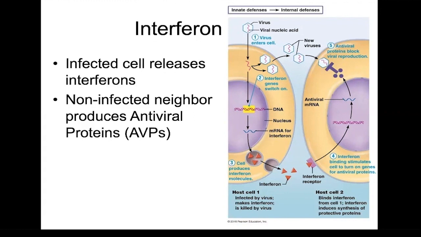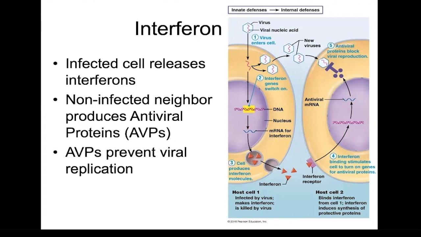So the non-infected neighbor produces the antiviral proteins, and these prevent viral replication by shutting down the protein synthesis mechanism within that neighboring cell. That mechanism is turned off just long enough to prevent viral replication. Once the viral replication has been prevented, the protein synthesis mechanism turns back on so that the cell can survive, the neighboring cell can survive. In addition, some interferons will activate a type of leukocyte called a natural killer cell.